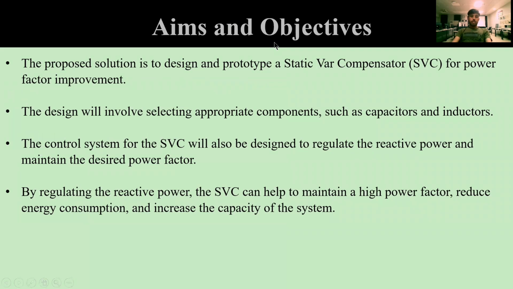Aims and objectives. Our aim for this project was to design a prototype of a static VAR compensator for power factor improvement. This design will involve selecting appropriate components such as capacitors and inductors. The control system for the SVC will also be designed to regulate the reactive power and maintain the desired power factor.